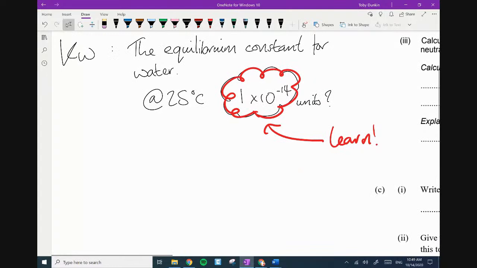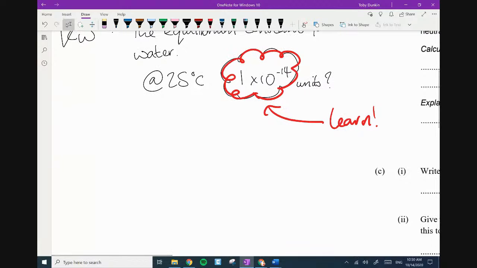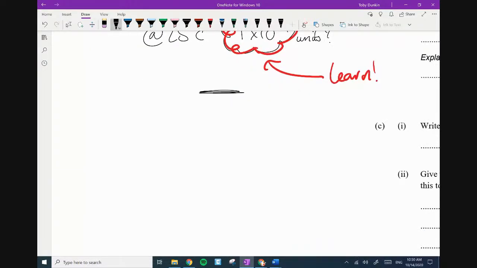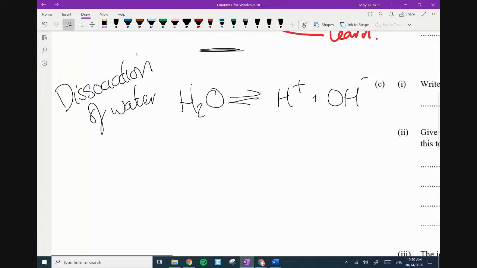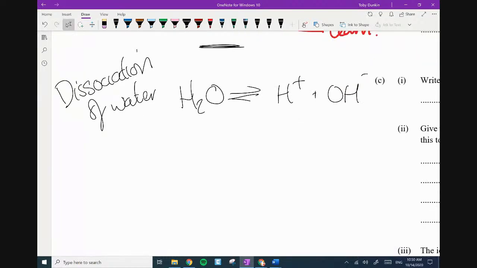Okay, so where does KW come from? This is based on an equilibrium constant. What that means is that we can look at the dissociation of water, and we can write our equation. H2O going to H plus and OH minus. Yeah, we can get our dissociation equation. Then what we can also do is create a Kc from it. Now Kc is the equilibrium constant.